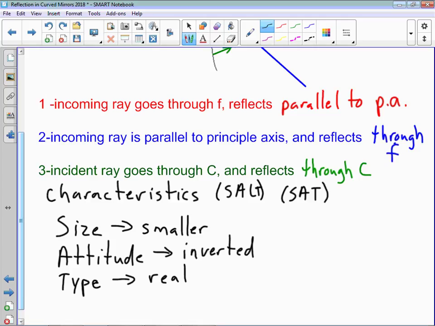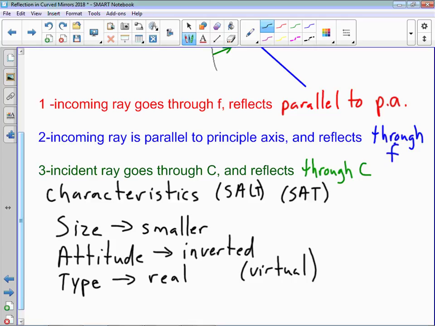A real image is one that you can capture on a screen. So if we were to put a screen at that location, we could see the image right on that screen. The opposite of that would be virtual or imaginary images. In those, the light rays don't actually come from there. They just look like they're coming from there, like anything you get in a plane mirror.